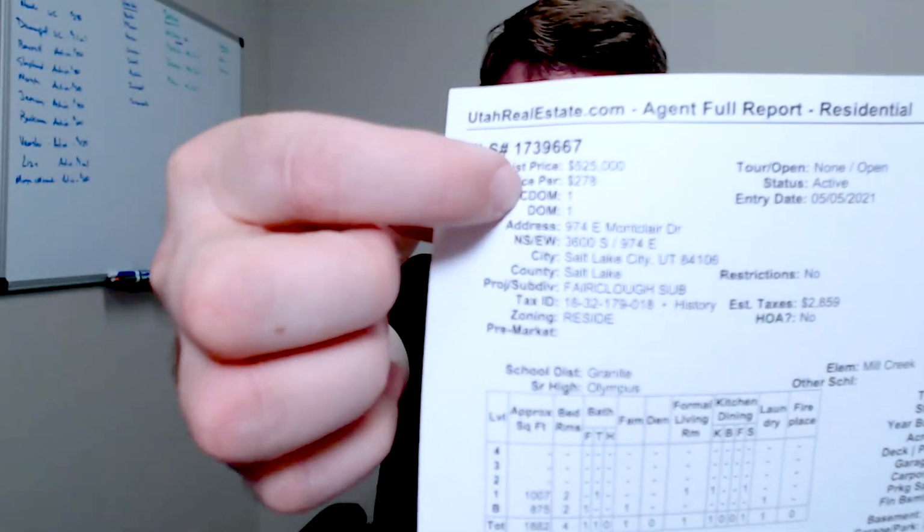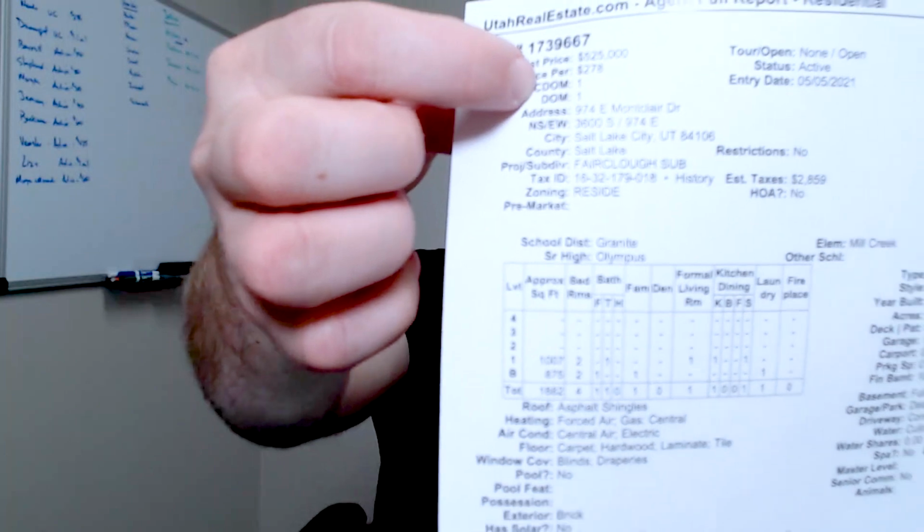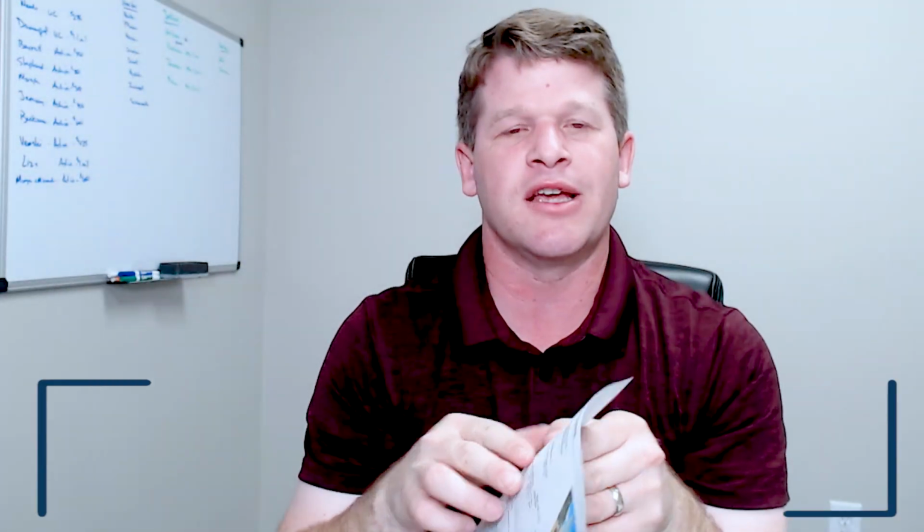A couple other things you're going to see when you get a report from the MLS. The MLS is the multiple listing service where all the property information is housed for you to go and search. For Utah, utahrealestate.com is the public side of the MLS. One of the things you're going to see on these reports, right up here at the top, is CDOM and DOM. DOM stands for days on market. CDOM stands for cumulative days on market.